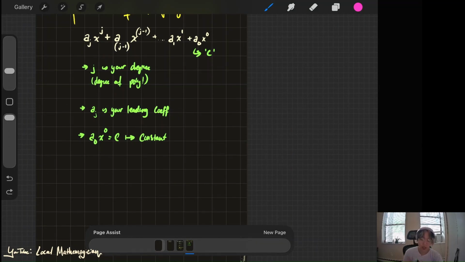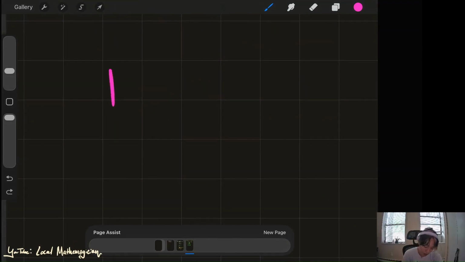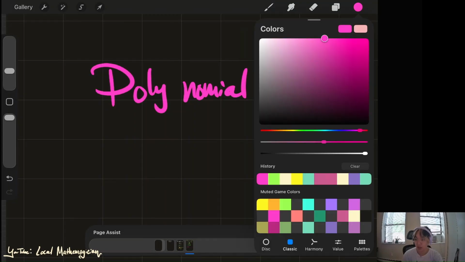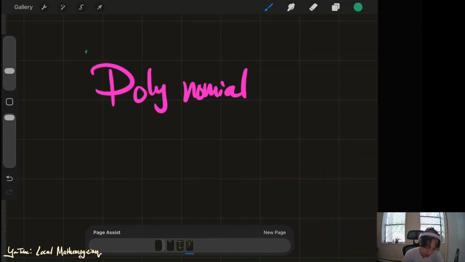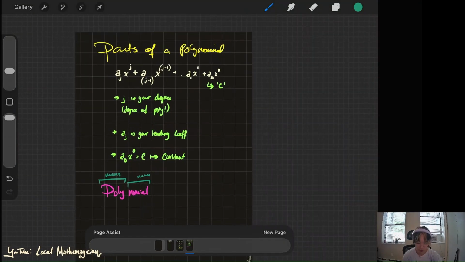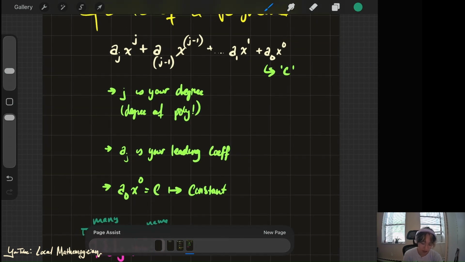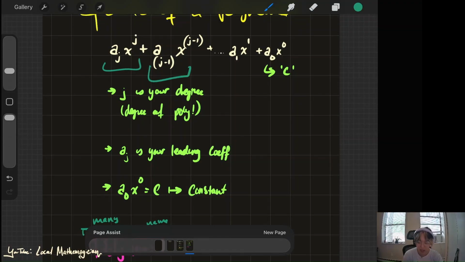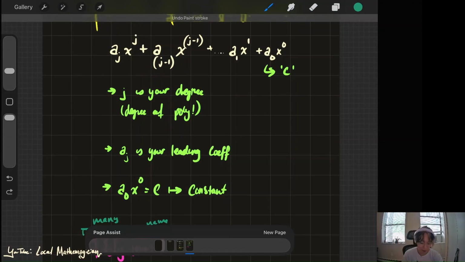Okay, so let's talk about special types of polynomials, okay? So the word polynomial means many names. So this is "many," these are "names," okay? And it's called a polynomial because of "many," and then each of these pieces are the "nomials," okay?